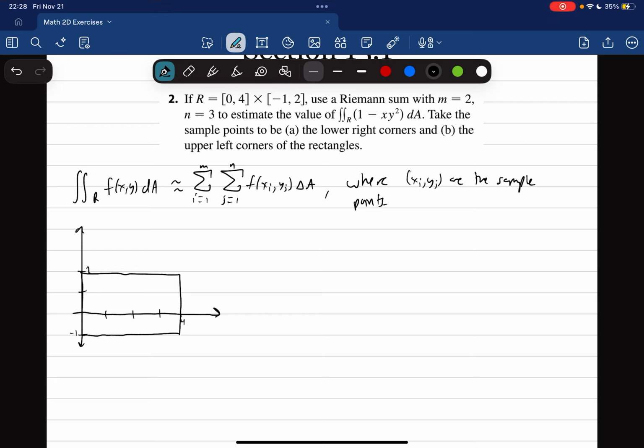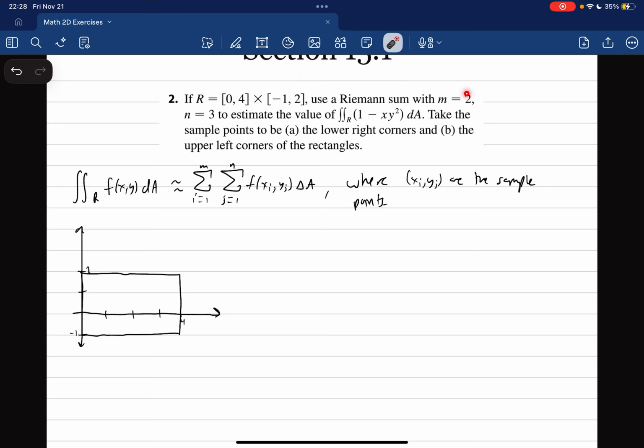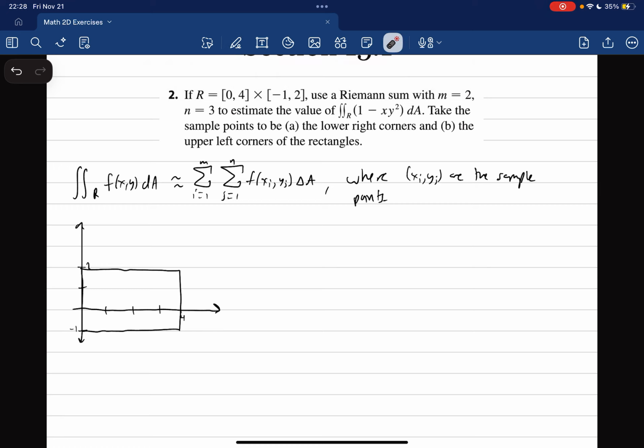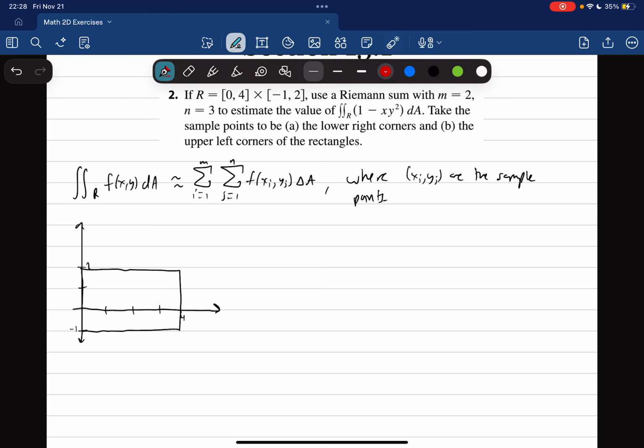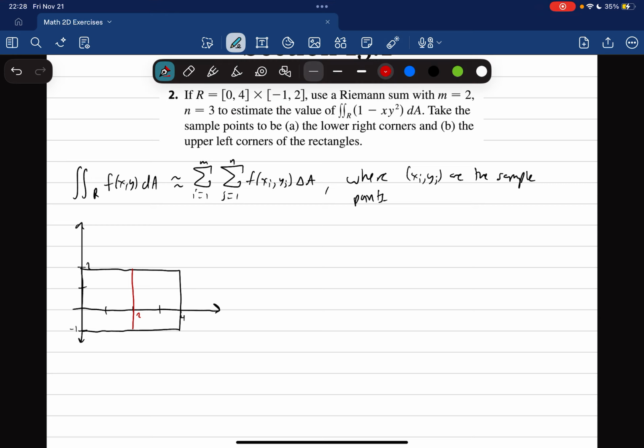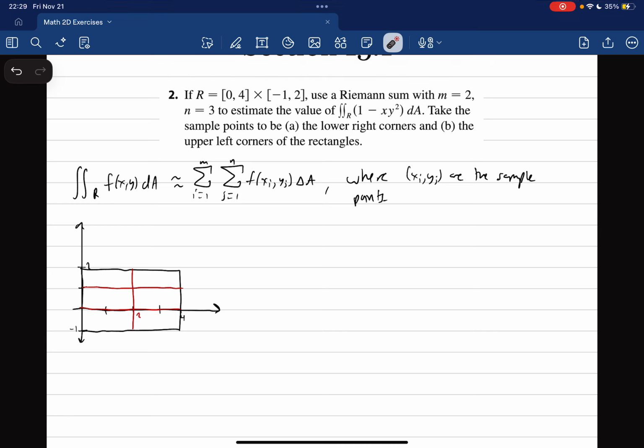And the subrectangles that we're going to get when we divide this: in these problem statements, m corresponds to the number of subdivisions for the x part, and n corresponds to the subdivisions for the y part. So we're going to divide the x section into 2 equal pieces. Here we divide it along 2. The length of this interval is 3, and because we're dividing it into 3 pieces, we're just dividing it along this way right here. So our subrectangles are going to be these: this, this, this, this, this, and this.